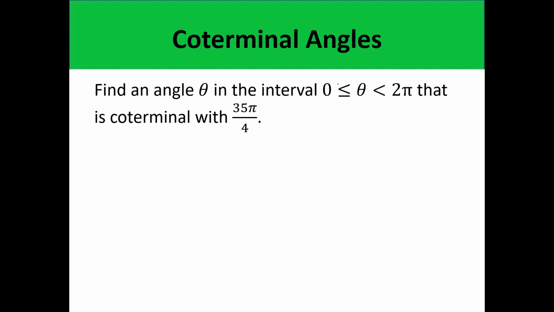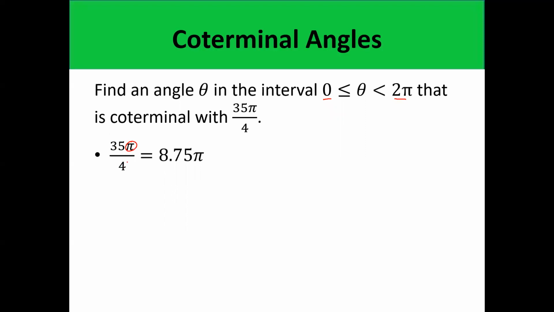Okay, now for radian measurement, let's find an angle theta in the interval from 0 up to 2 pi that is coterminal with 35 pi over 4. In the radian measurement, the process is quite different from the degree measurement. So here, we will be dividing the coefficient of pi.